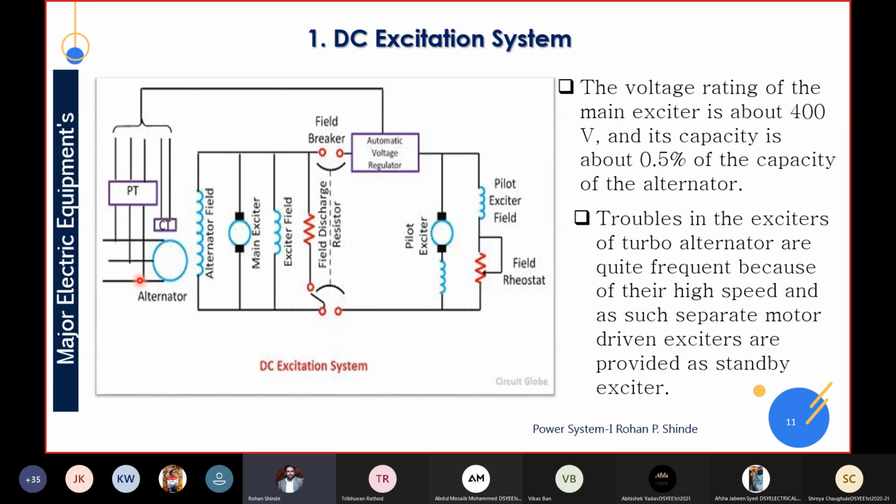Or shall we move towards AC excitation system? Yes or no?